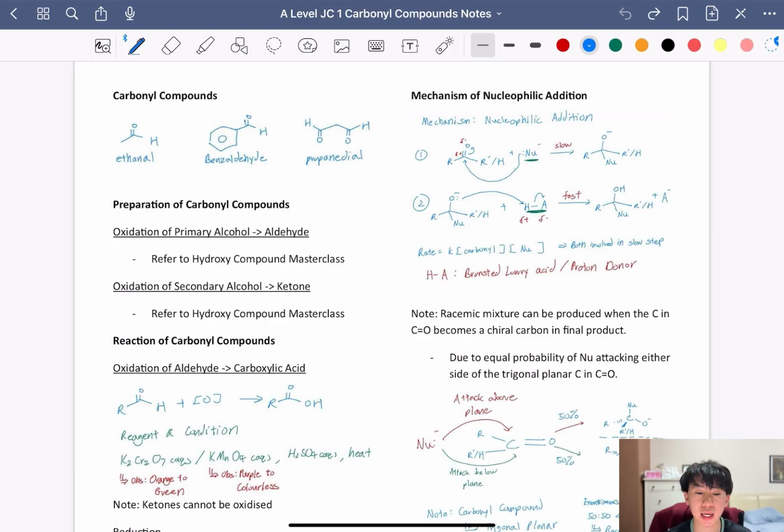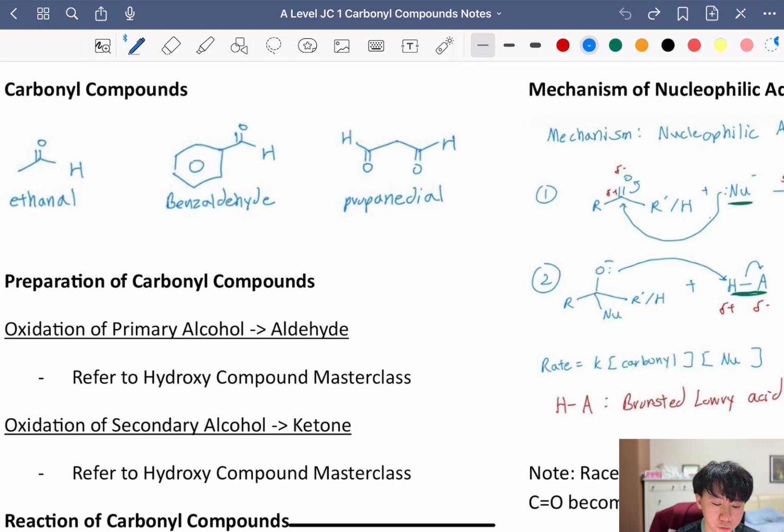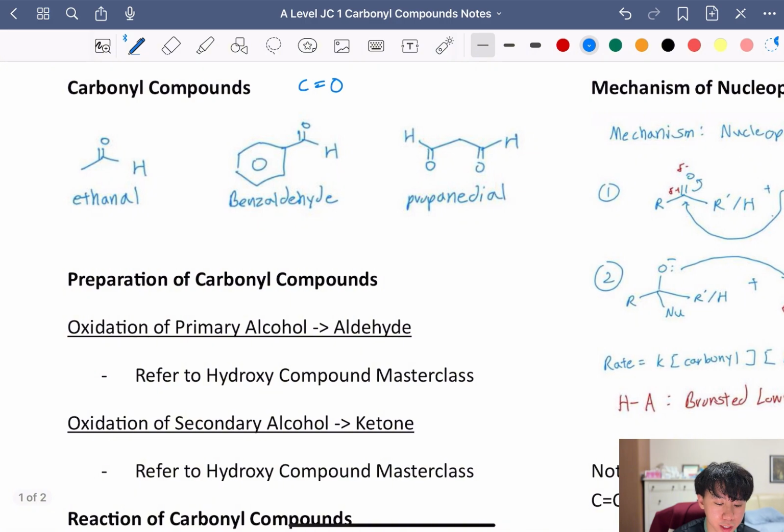Carbonyl compounds are mainly distinguished by this very distinguishable C double bond O group. Now in this masterclass, I'll be going through two kinds of carbonyl compounds. One is aldehydes, for example ethanal over here, and the other one is ketones, which is distinguished by the same C double bond O but with two R groups attached to the side.